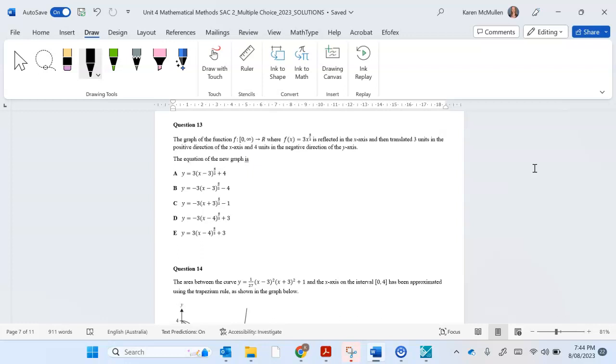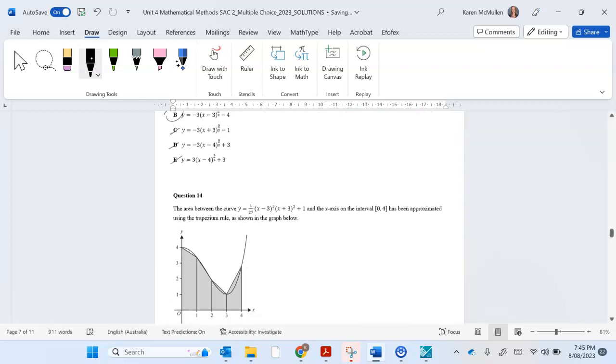Okay, so what are our transformations? We've got a reflection in the x, so that tells me we're going to have a -3 out the front. So that's going to get rid of that one and that one. Then we've got 3 units in the positive direction of the x-axis, so we want it to be -3 inside our brackets. So it's not going to be that one or that one. And then it's gone down, has it? Yeah. So our only option is B. I should be checking my answers as I go along.